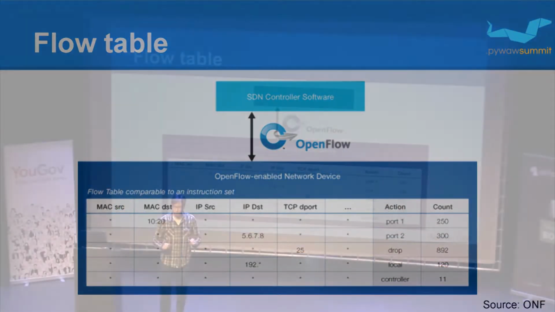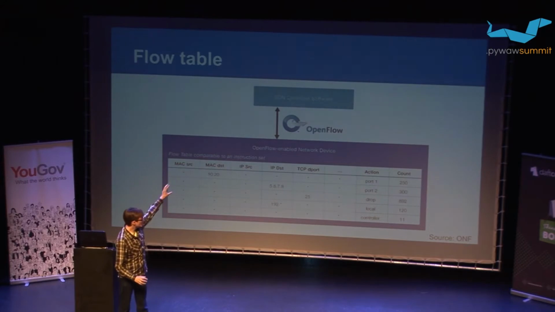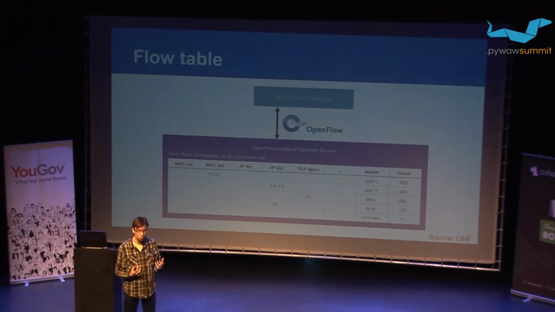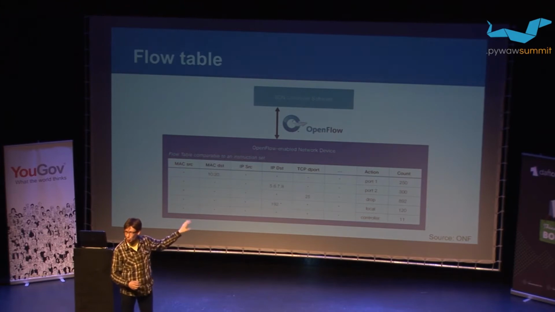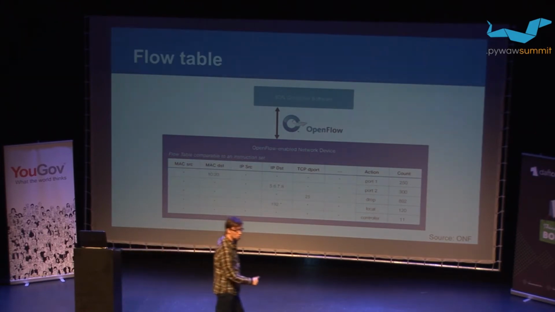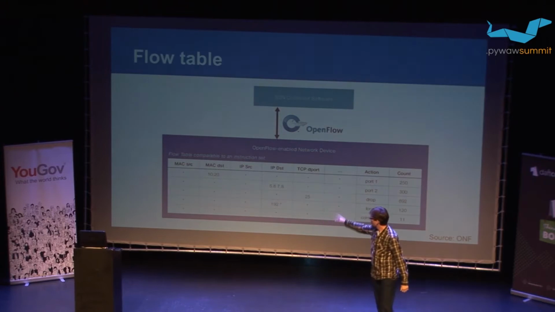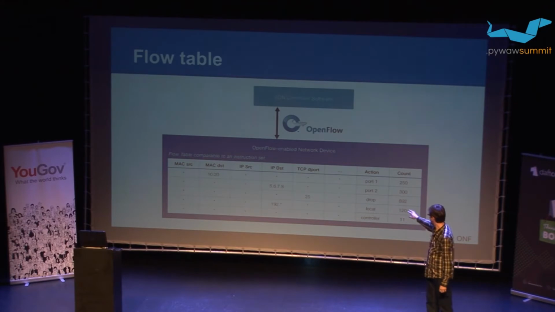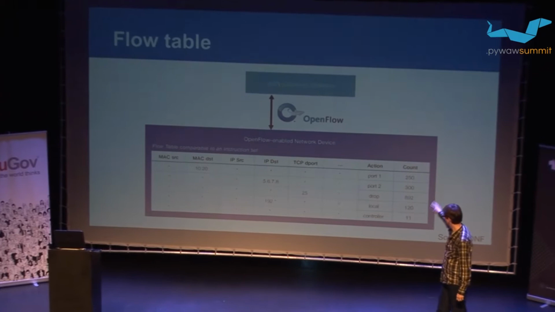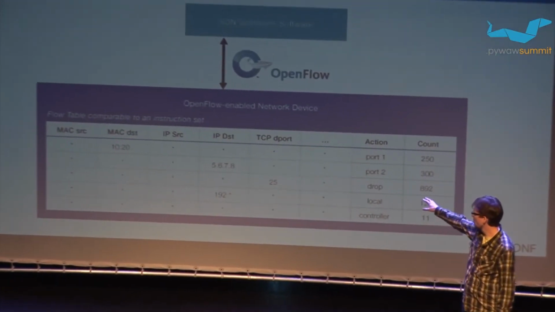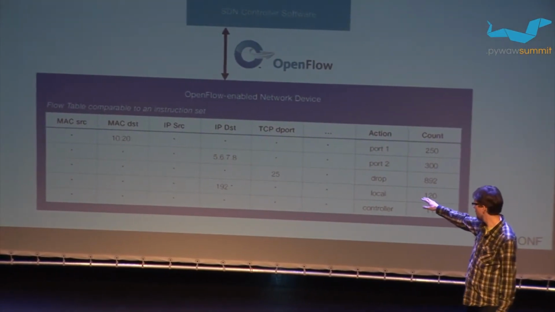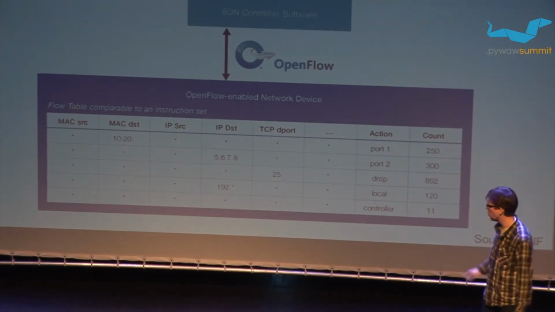So here is the core of this idea. At the top, we have the application, the controller, and at the bottom, you have what is inside this forwarding hardware. There is a table with a match and action part. It says that if the MAC address of a packet starts with this one, forward it to port 1. If the IP destination address is something, forward it to port 2. For packets which have TCP port 25, drop, and so on and so on.